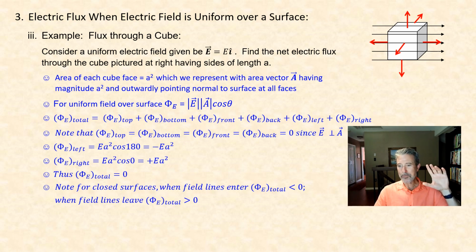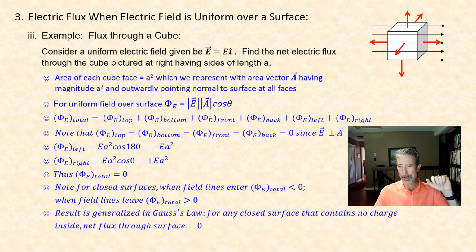Something else that we can conclude or infer from this problem, which is really a precursor to understanding Gauss's law, it will make a lot more sense later, but the result we can glean here from this problem, the fact that the total flux through the surface is 0, is consistent with Gauss's law, as we'll find out. For any closed surface that contains no net charge inside, the net flux through the surface will be 0, as we will see when we formally state Gauss's law.